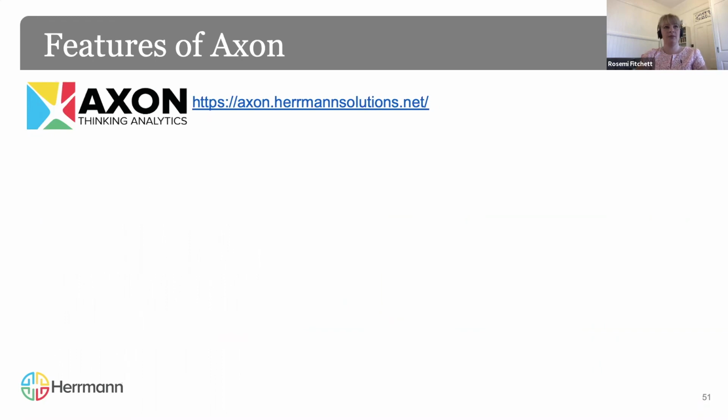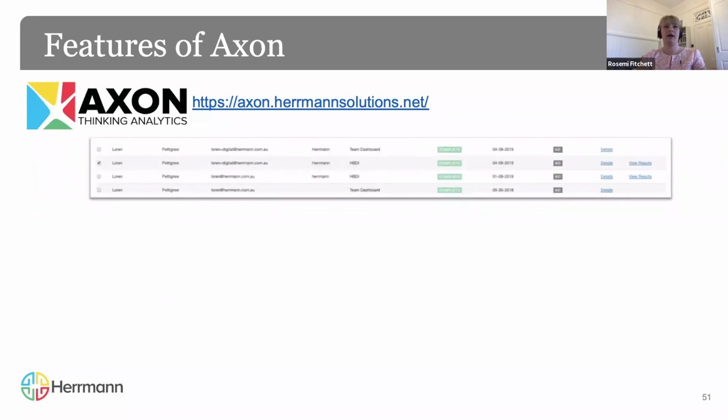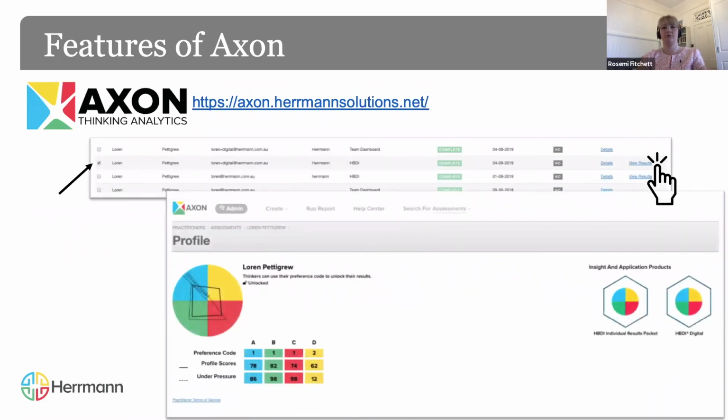So I'm about to debrief Lauren Pettigrew, and I want to make sure that I see her profile before. What's the process of debriefing Lauren from my point of view? First of all, I search for her in Axon. I select Lauren and I click on her name, and then I click on view results. When I do that, this particular page opens and it is Lauren's summary of her profile, so I can start preparing. And then I click on HBDI Digital and it goes into her digital profile. So I can prepare Lauren's digital debrief using this.